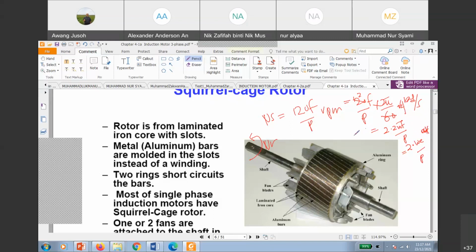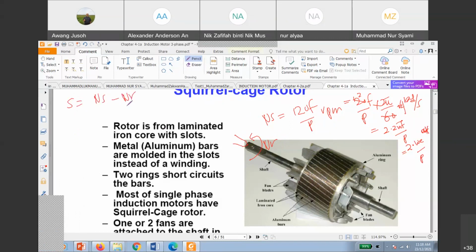So you must differentiate between synchronous speed and rotor speed. Rotor speed is the speed that we measure when you put a tachometer there, for example, and you measure the speed. That is the rotor speed. The difference between rotor speed and synchronous speed is called slip. I think you know about slip. Slip equals ns minus nr divided by ns. This is slip for the induction motor.